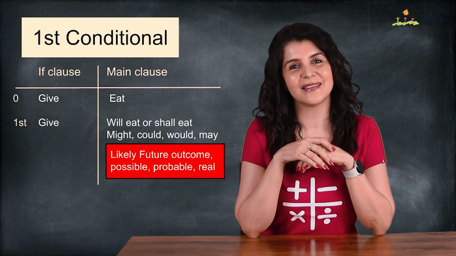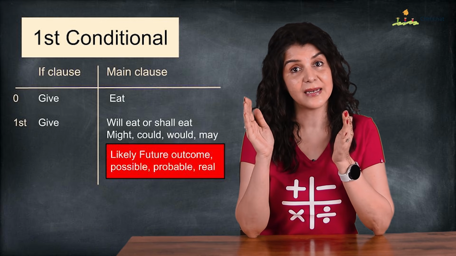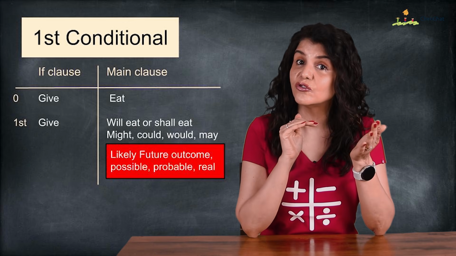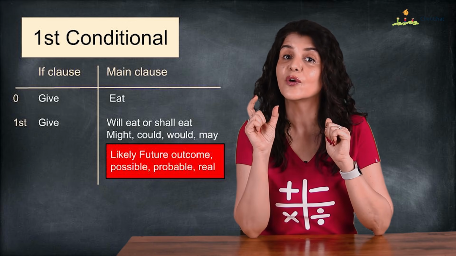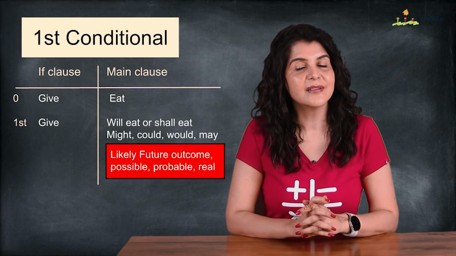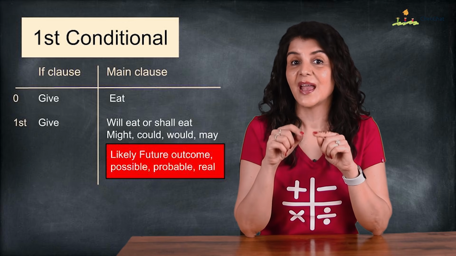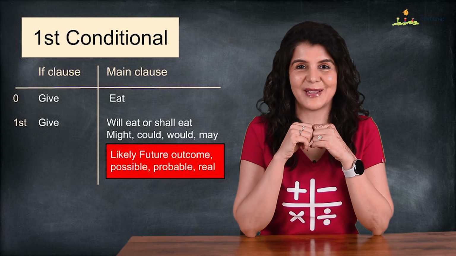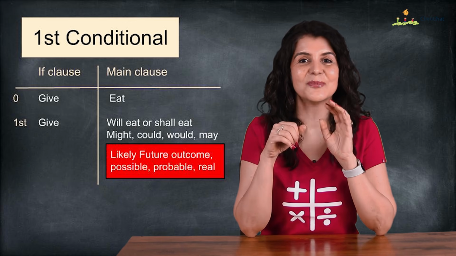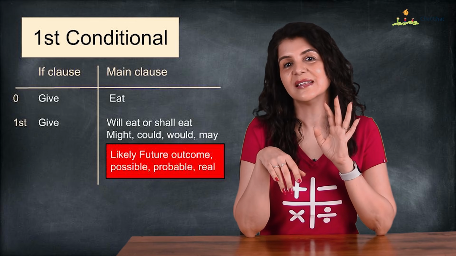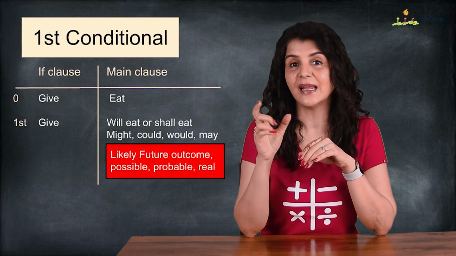The if clause is in simple present tense and the main clause is in simple future tense with the use of will. Some other modals like might or shall can also be used, but we will talk about that in detail later. But most of the time, you're going to see the first conditional with a will in the main clause.